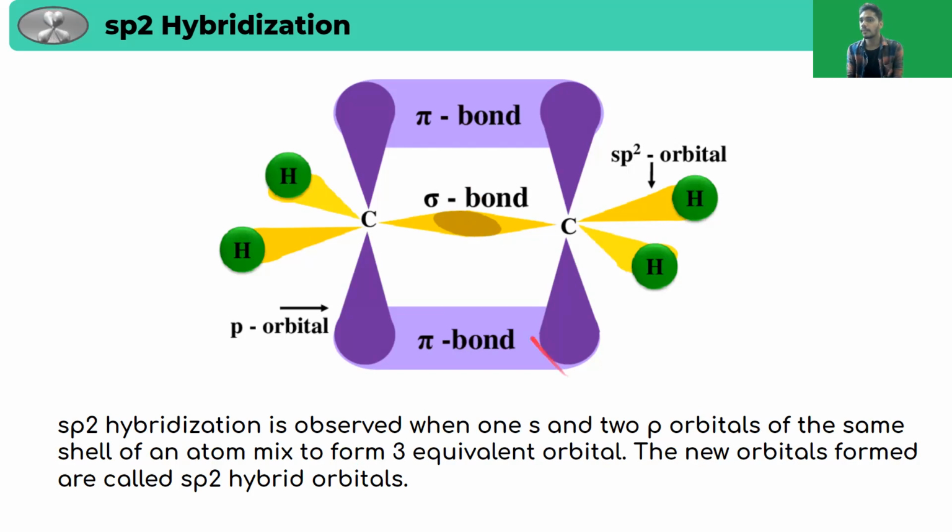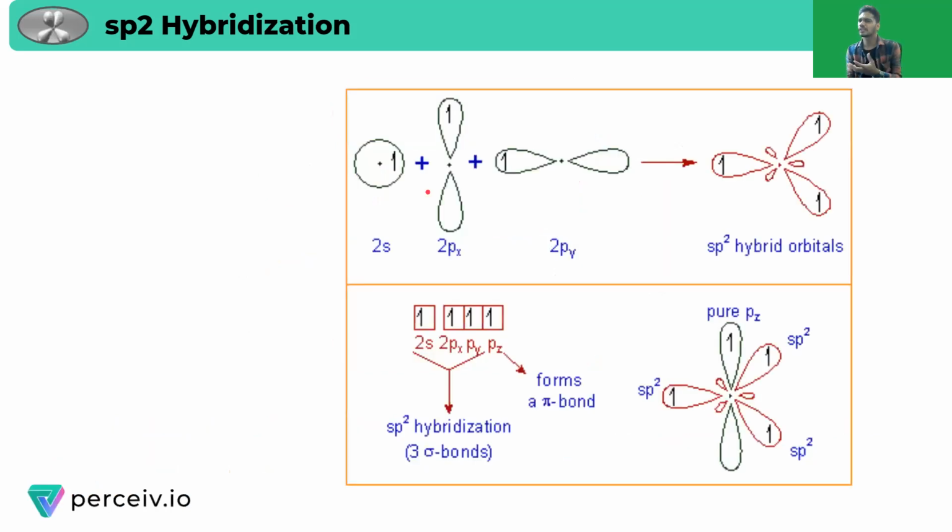Okay, so there will be one sigma bond and one pi bond. See, here is a single bond, here is a double bond. So how do they actually form? The 2s orbital having one electron, 2px and 2py. This is the px orbital, this is the py orbital. See, they have the same energy. That's why they combine. Whenever they combine, it gives rise to this kind of structure, that is the sp2 hybrid orbitals.